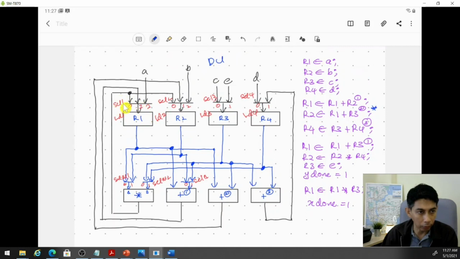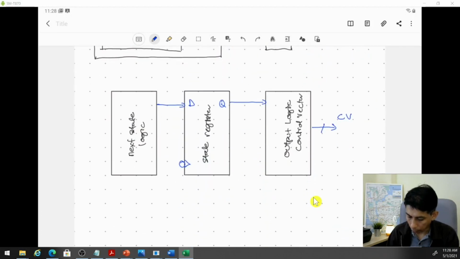SEL1 is 2 bit because this is a 4 to 1 multiplexer. This is 2 bit. This is 2 bit. So we have 4 signals here. 2, 2, 4. This is 1 bit. 5, 6. LD1, 7, 8, 9, 10. 10 signals. 11, 12, 13. So we need 13 bits for the control signal or control vector.